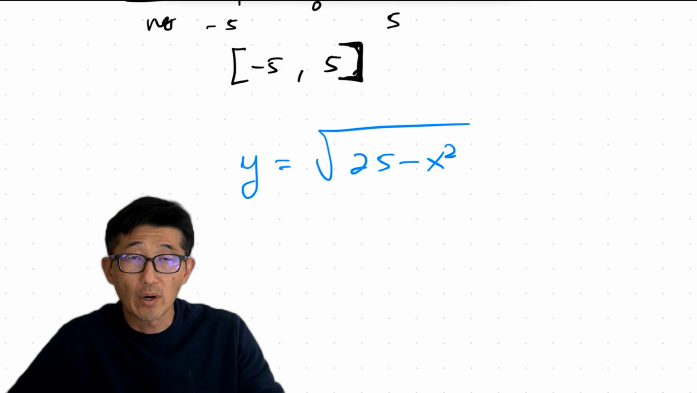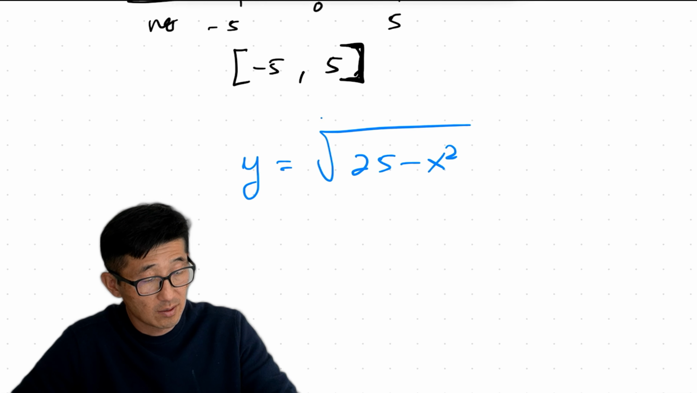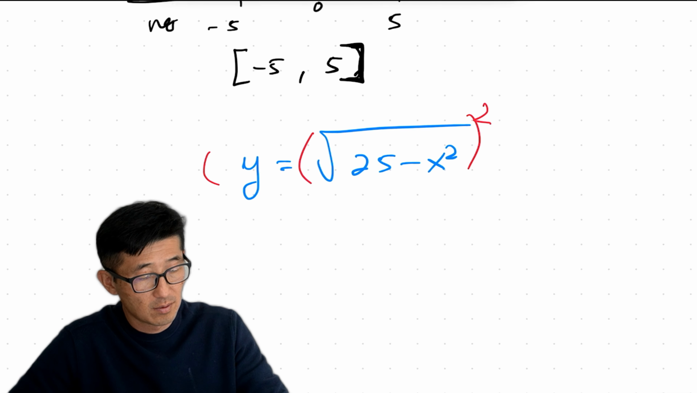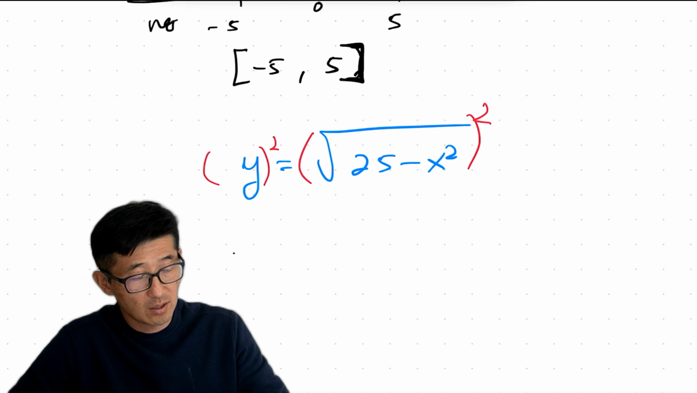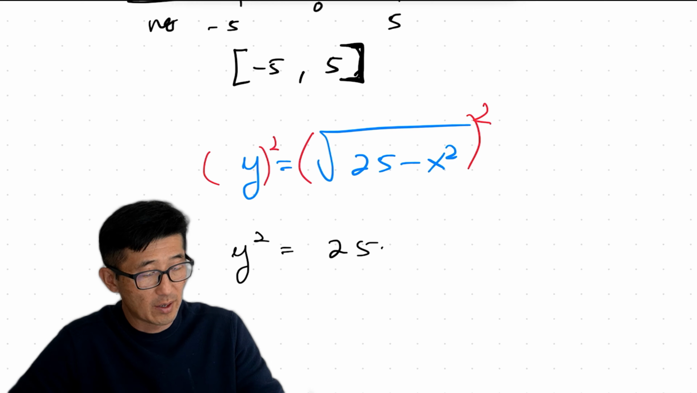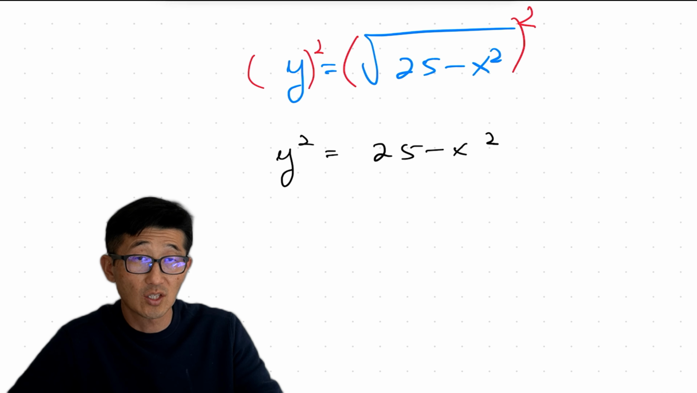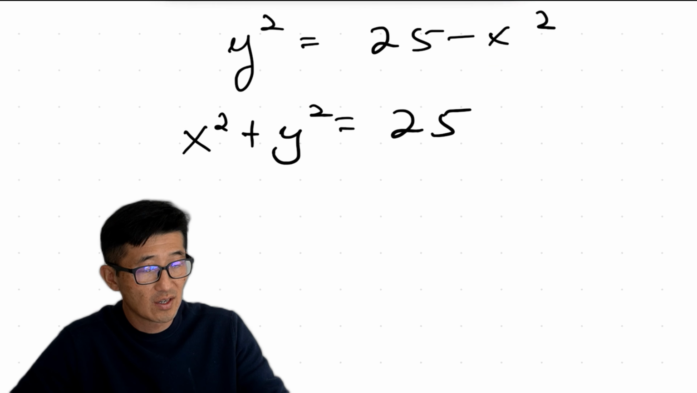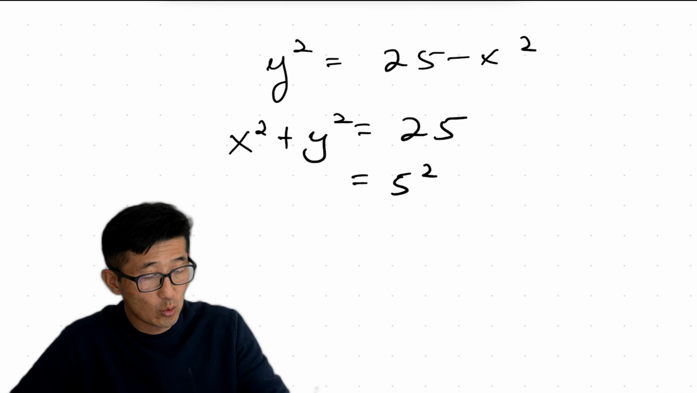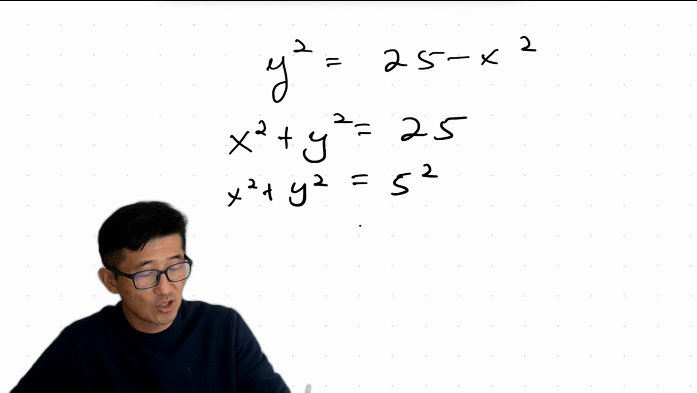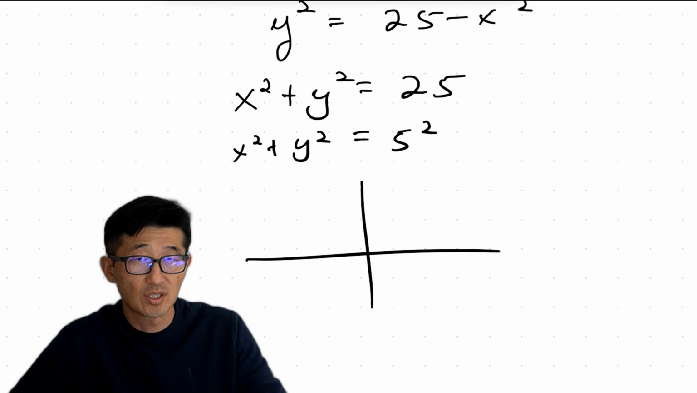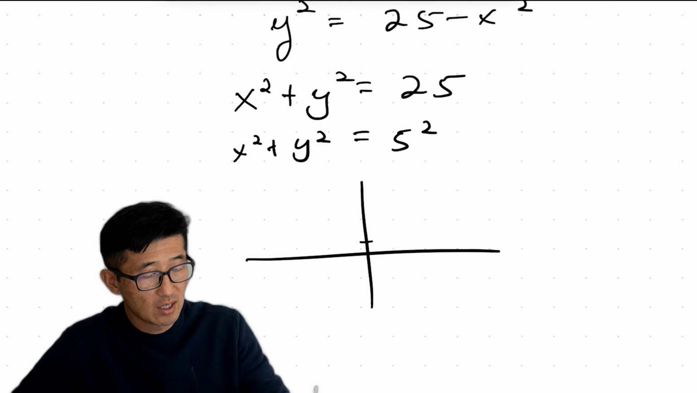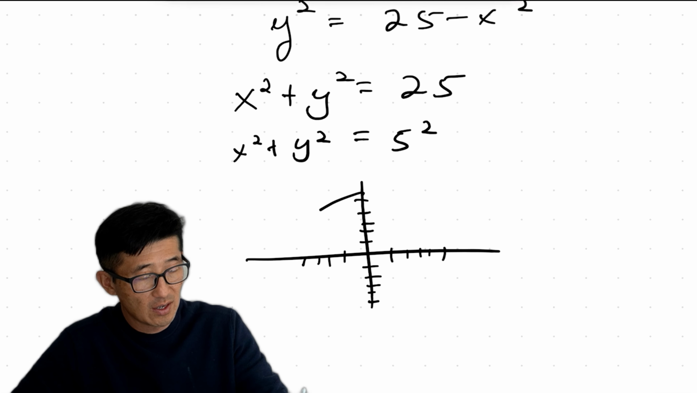What would happen if I square both sides? You get y squared equals 25 minus x squared, and then you bring the x squared to the left side, you get x squared plus y squared equals 25, which is r squared, 5 squared. This is an equation of a circle centered where? At 0, 0. There's no transformation. And so the radius is 5: 1, 2, 3, 4, 5. This is a circle.